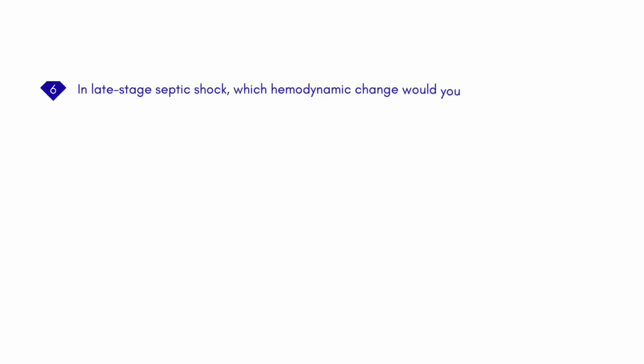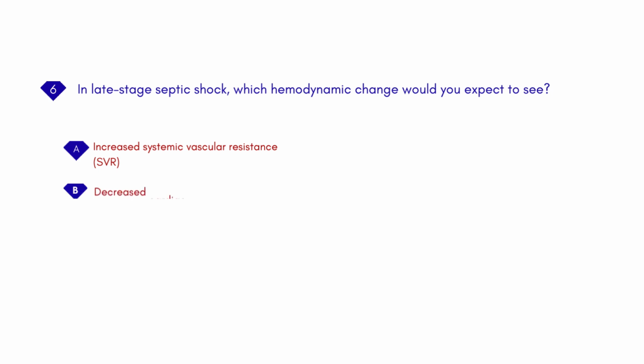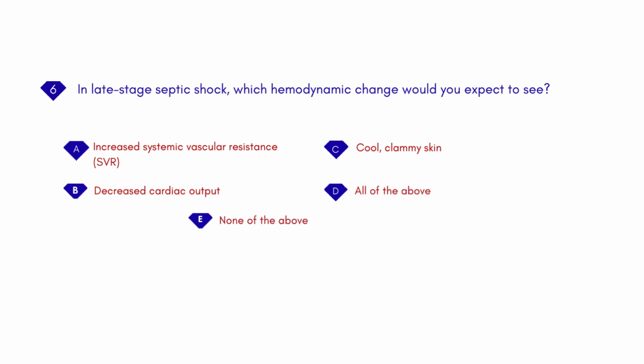In late-stage septic shock, which hemodynamic change would you expect to see? A. Increased systemic vascular resistance, SVR. B. Decreased cardiac output. C. Cool, clammy skin. D. All of the above. E. None of the above. Answer: D. All of the above.